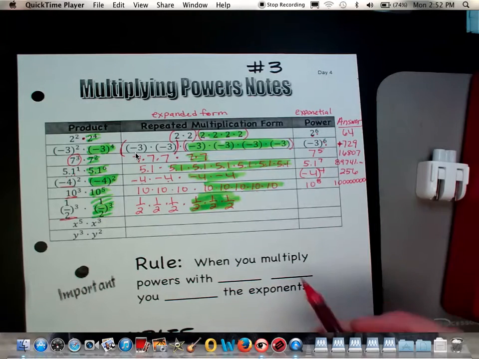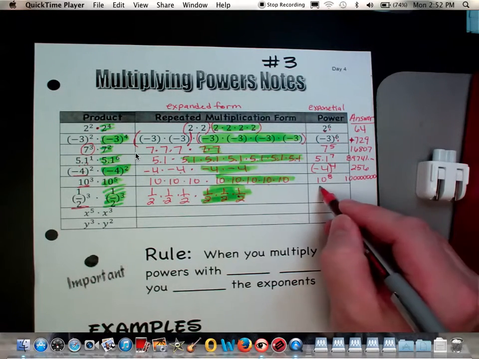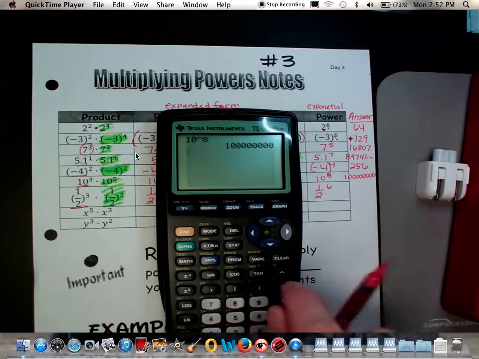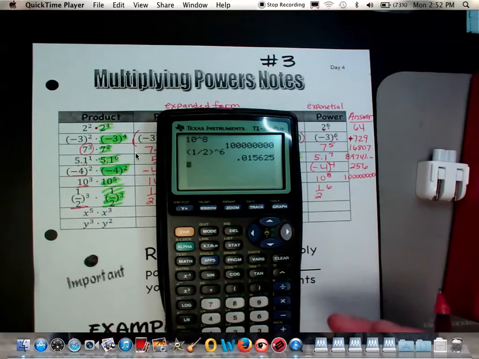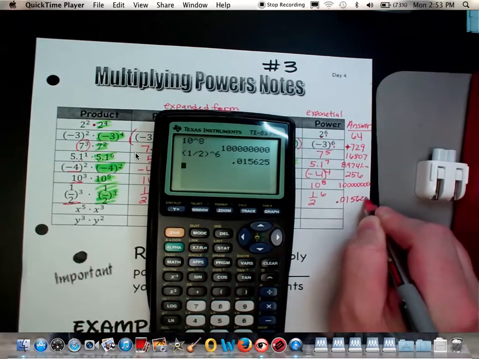Count them up, how many do I have? 1, 2, 3, 4, 5, 6. 1 half to the 6th power. And find that answer here. It gives me some funny decimal here: 0.015625.